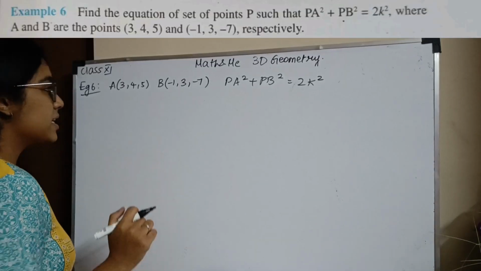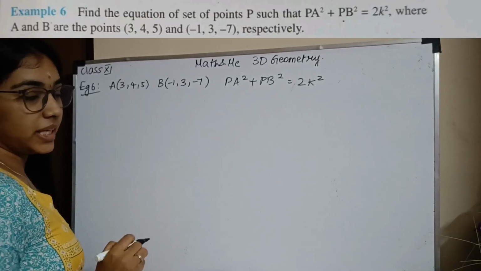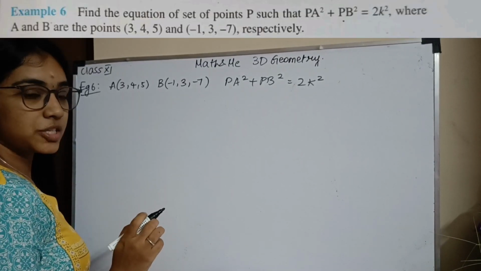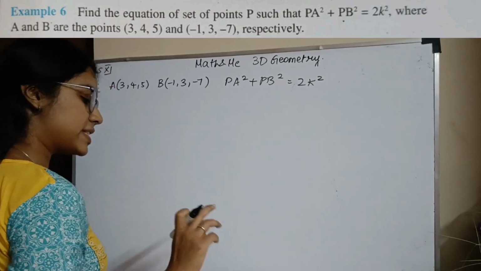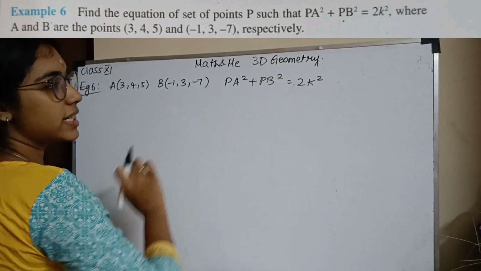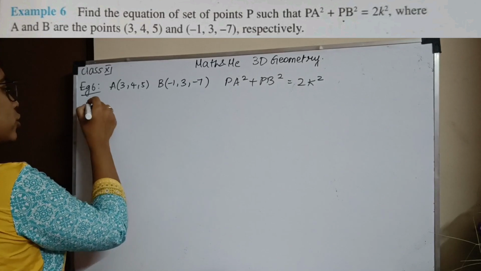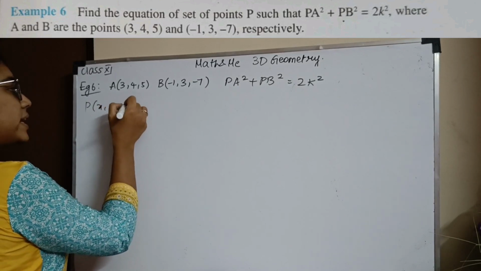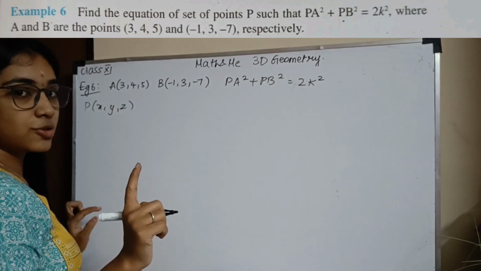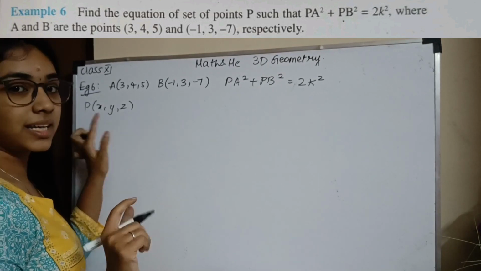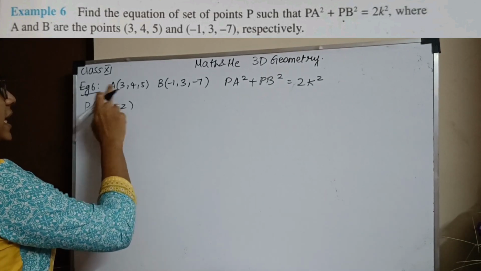So example 6, we are given the points A and B and we need to find the equation. Find the equation of the set of points P such that this relation is given. So first, we'll take P as (X, Y, Z). They are not asking us to find the coordinates X, Y and Z, they are asking for the equation. Okay. So let us do PA.